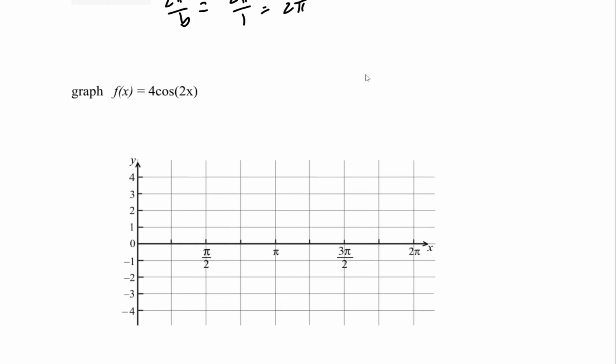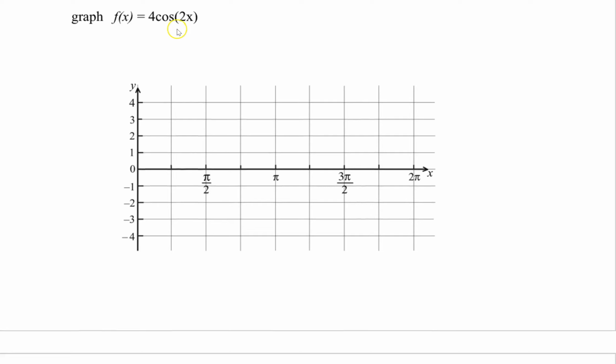So now let's do a little fancier one. Graph of 4 cosine 2x. So first thing you want to do, you want to find the amp and the period. Amp is this, so 4. Period is 2 pi over b. b is the number for your x. So 2 pi over 2. So just pi.